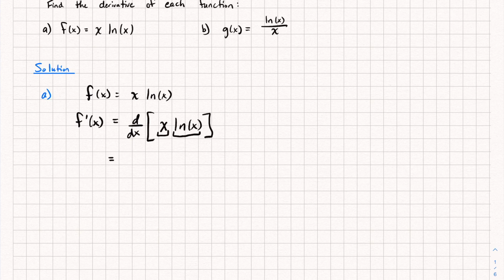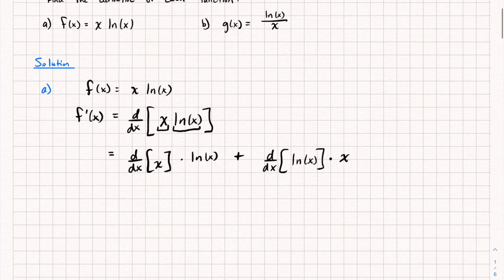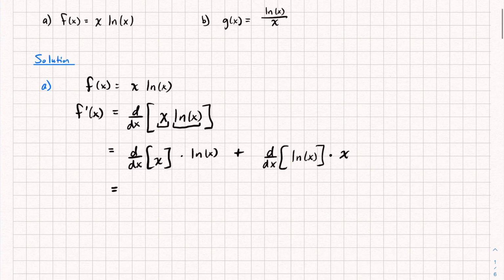So the product rule says derive the first function, which is x, times the second function, plus the derivative of the second times the first. So here's the product rule listed out. Then the derivative of x is just 1 times ln of x, plus the derivative of ln of x is 1 over x times x.